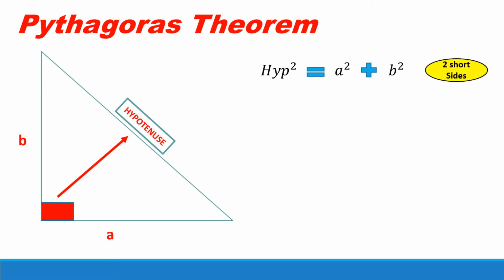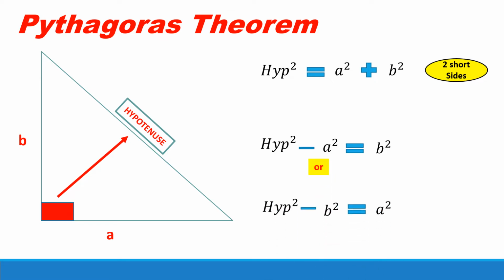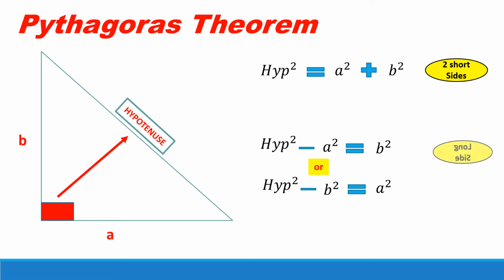We use this formula when we have two short sides and we're trying to find the hypotenuse. The formula is then changed to find maybe one missing short side or the other. So it is used to find if the short side is B or if the short side is A. In that case, we would have a long side and one short side.